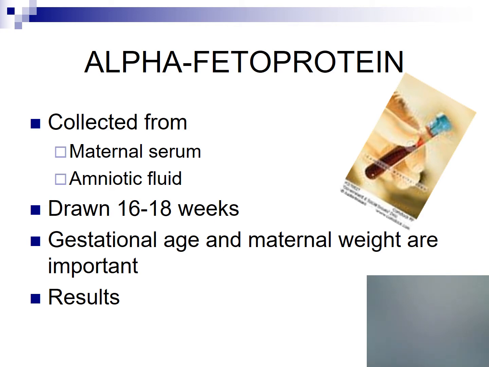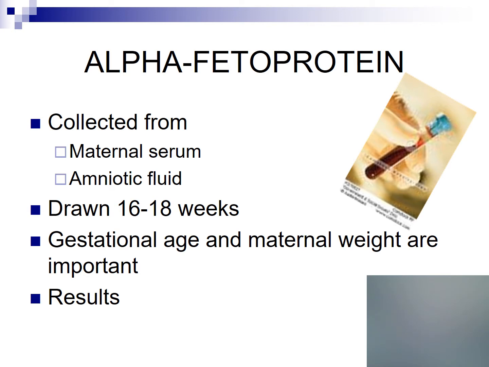It diffuses from the fetus and is excreted into the urine. And once that happens, some of the alpha-fetoprotein crosses the placental membrane and then enters the maternal circulation. That's why we can pick it up both in amniotic fluid, because it's urinated there from the fetus, and also in maternal serum because it's absorbed through the placenta. Very important for the timing to be correct on this.